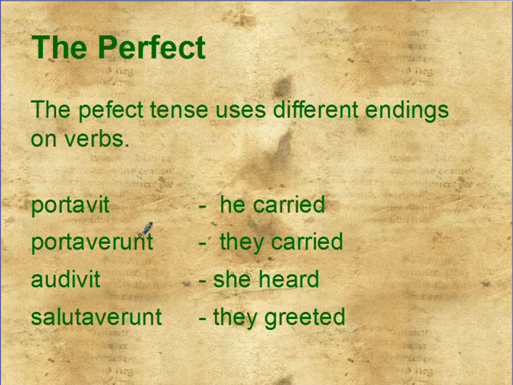Now we still have a T to show the singular, but what we really have is an IT to show the singular. In the plural, we have this whole long ending to show the perfect tense. Notice it still ends in an NT, but it has ERU at the beginning. Portawerent, they carried. Portavit, he carried. Remember that our V's sound like W's in Latin. Audivit, she heard. Salutawerent, they greeted.